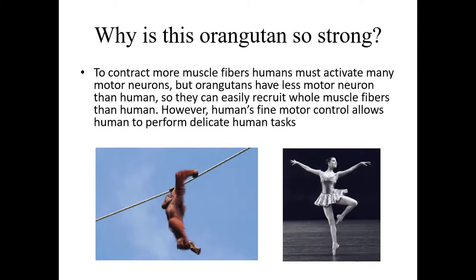Why is this orangutan so strong? To contract more muscle fibers, humans must activate many motor neurons. But orangutans have fewer motor neurons than humans, so they can more easily recruit whole muscle fibers. However, human fine motor control allows humans to perform delicate tasks.